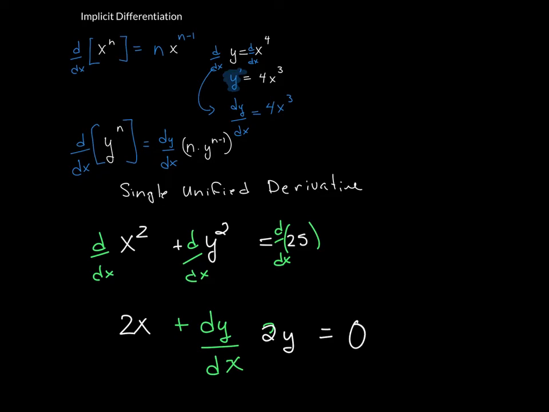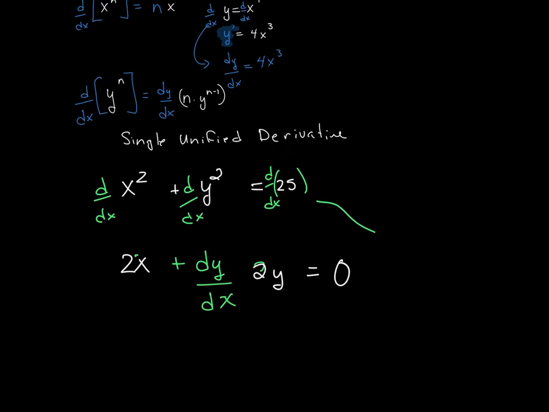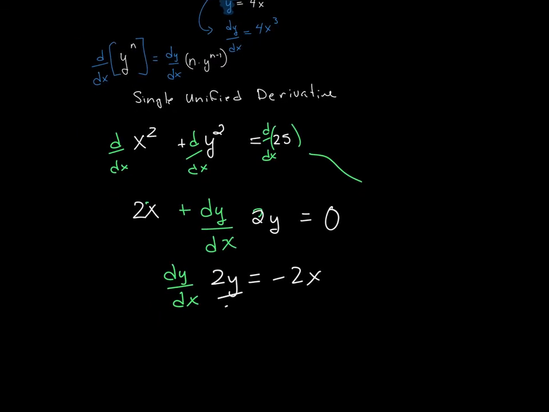So solving for dy dx, I take the 2x, I subtract it from both sides, moving it over here, leaving me with dy dx times 2y is equal to negative 2x. Divide both by 2y, and I'm left with dy dx is equal to negative x over y.